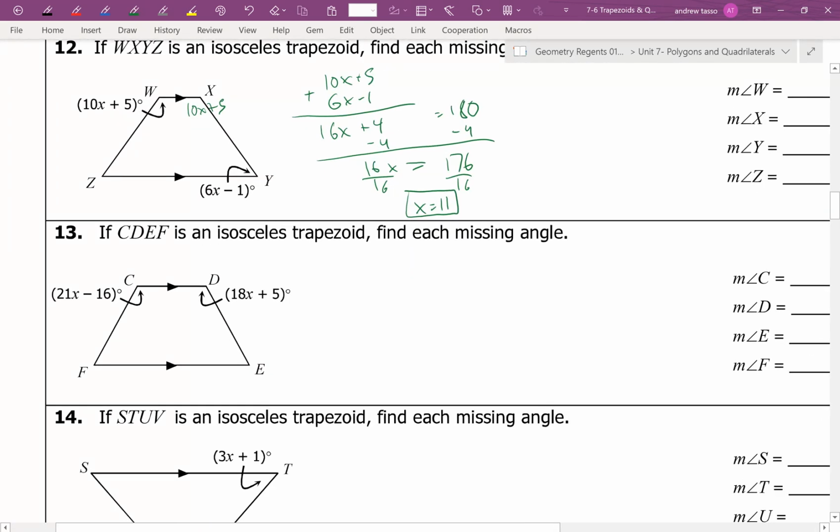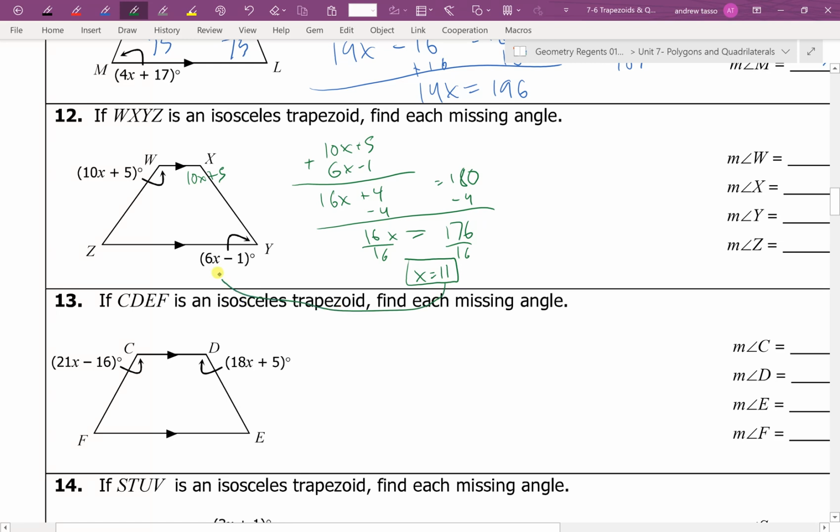And now we can plug back in to figure out the measurement of the missing angles. So we have 6 times 11 minus 1, so that's 66 minus 1, or 65. So that goes in for this angle and also for this angle. And then we could do 180 subtract 65, and that leaves 115 for the top two angles. So W and X, and then 65 for these ones.